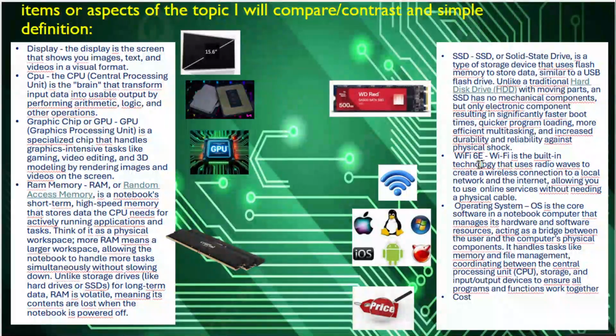physical shock. Wi-Fi 6. Wi-Fi is built-in technology that uses radio waves to create a wireless connection to a local network and the internet, allowing you to use online services without needing a physical cable.